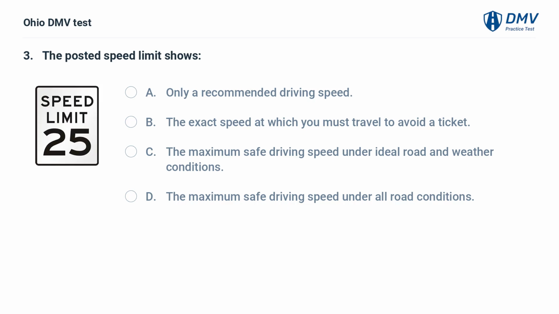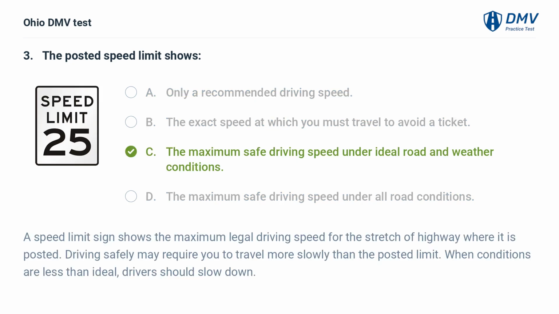The posted speed limit shows A. Only a recommended driving speed. B. The exact speed at which you must travel to avoid a ticket. C. The maximum safe driving speed under ideal road and weather conditions. D. The maximum safe driving speed under all road conditions.